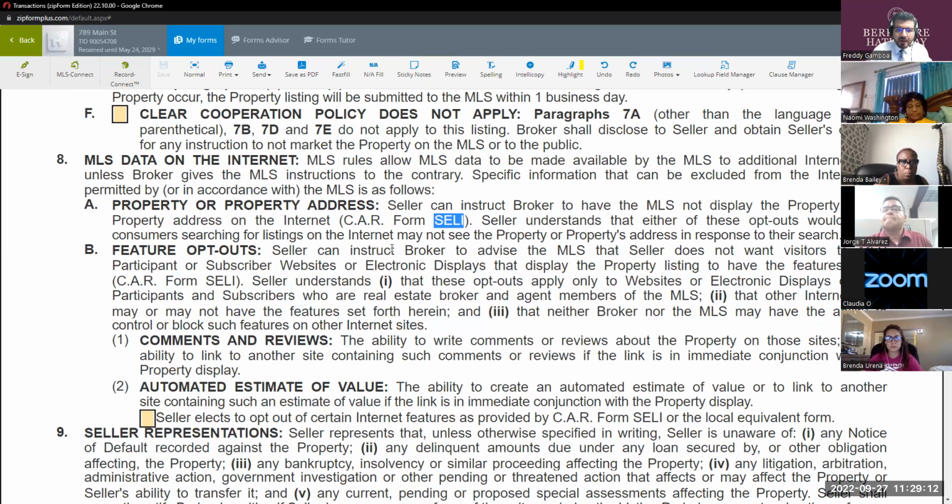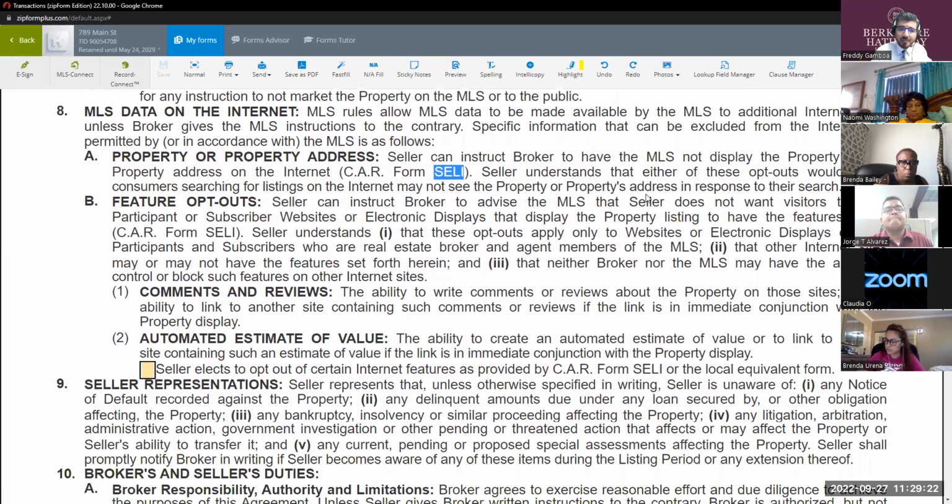Okay. So when it comes to excluding any information from the MLS on your car form SELI, keep in mind that it's the same thing. A buyer will not be able to locate that property. They could find it, they could pinpoint it, but they don't know the actual whereabouts of that property if the address is excluded. Same thing with pictures. How do you expect them to like this property? It shows really nice and everything else, but there are no pictures.